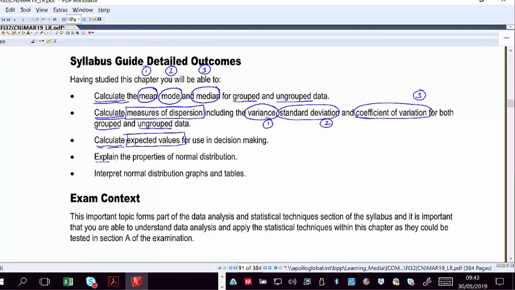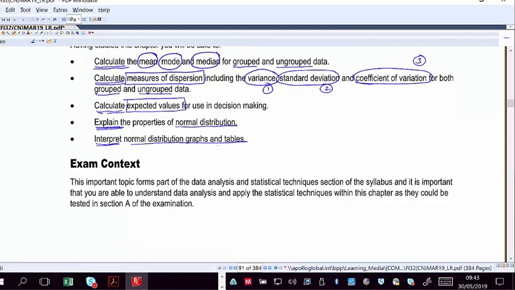We then need to be able to explain, so note that the verb has changed here, so moving away from calculation now onto explanation, and we need to be able to explain the properties of normal distribution. We then see another verb focusing on interpretation, so we need to be able to interpret a normal distribution graph and the normal distribution tables.